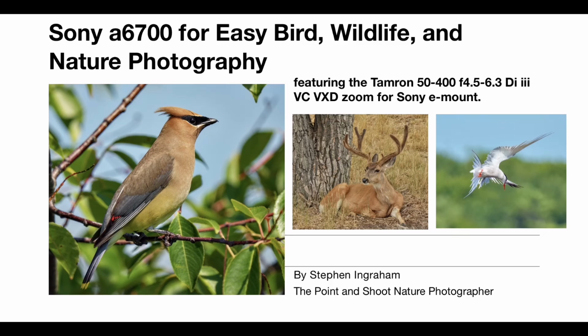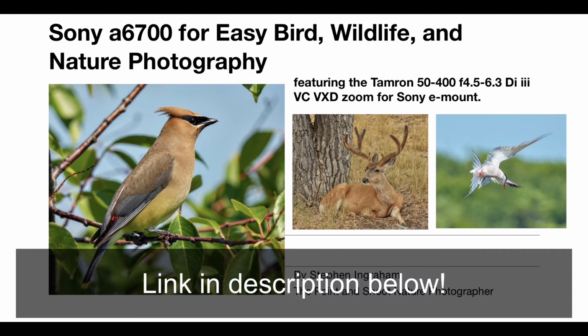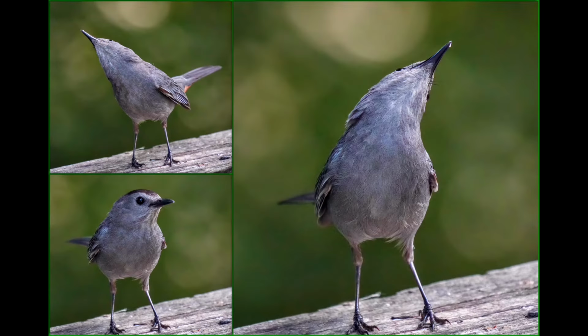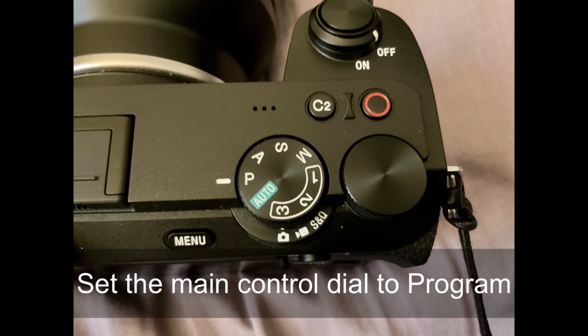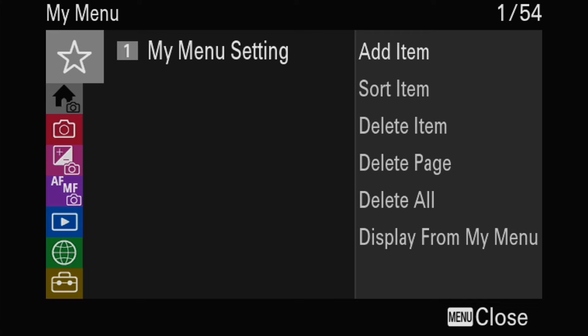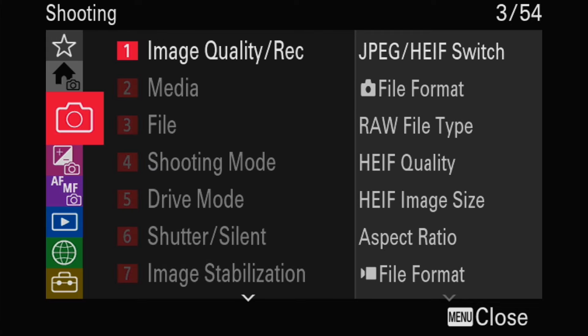This is a companion video for my ebook on using the Sony a6700 for easy bird, wildlife, and nature photography. In this video, I'm just going to walk you quickly through setting up the modifications to program mode that I use. We'll begin with the main camera menu.